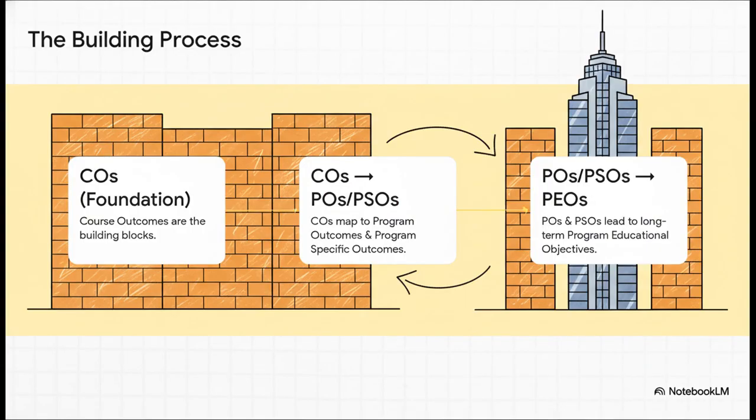And here it is, the whole structure in one shot. It all flows together. You lay the individual bricks, the course outcomes from your classes, to build the strong walls of the building, which are your program outcomes, and that whole completed structure you have at graduation is what allows you to go out and build that incredible career skyscraper defined by those PEOs.